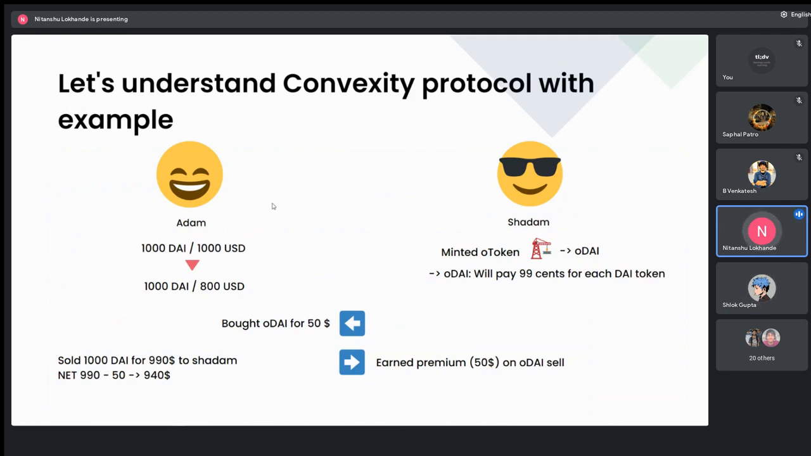Hedge themselves against DeFi. Yeah, sorry. I think this would be my list. All right, just let me finish it up.